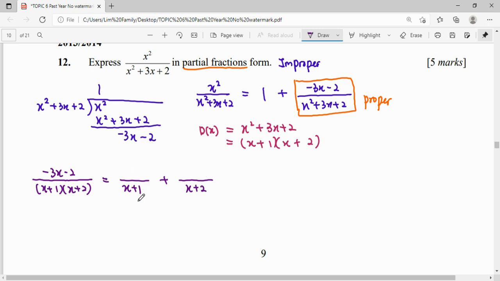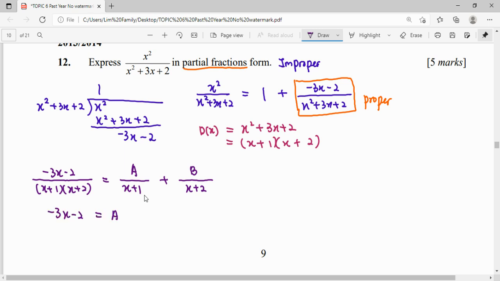So after we split according to its factor, we're going to identify what is the unknown here. Is it constant or linear? So when we have a linear factor, we will have a constant above here. Because you always remember for partial fraction, the fraction involved here is proper. So when we have linear, we must have a smaller ranking, which is a constant. So same as here, when we have a linear factor here, we must have a smaller ranking, which is a constant b.